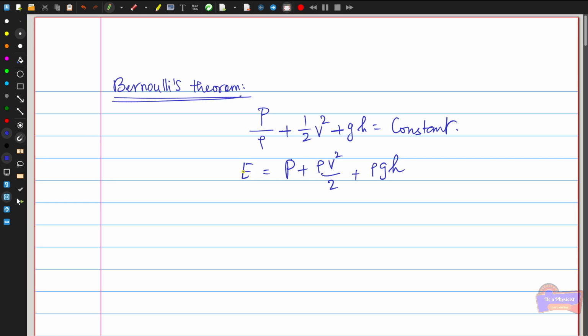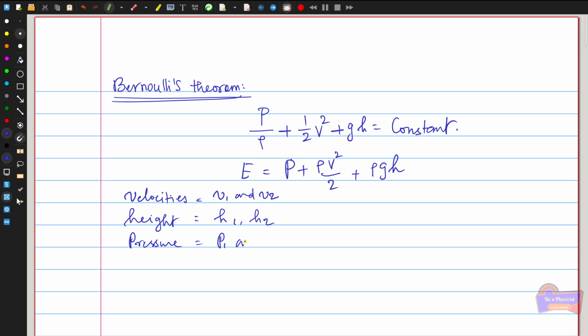Suppose you consider a tube and two different points in it, and you are measuring the velocity, height, and pressure at the two different points. Let us take the velocities as v1 and v2 at the two different points of the tube, and the heights as h1 and h2. Similarly, the pressures at the two different points are taken as p1 and p2.